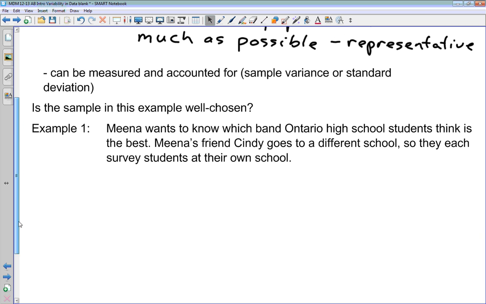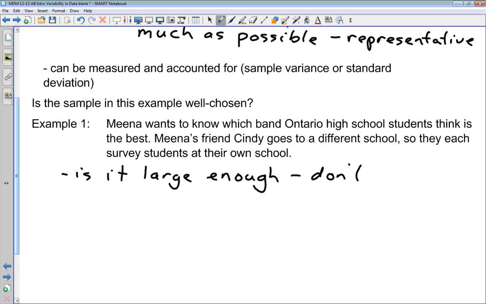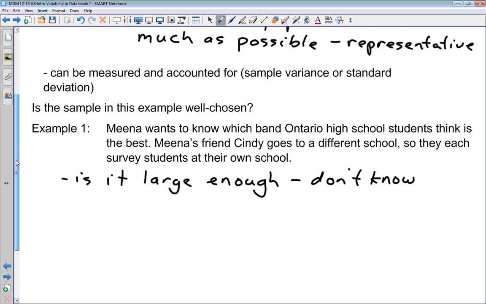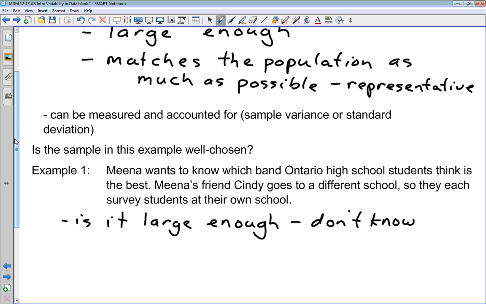Well, they don't tell us how many people they sample, so we don't know whether the sample is large enough. Okay. We're going to have to say that we don't know. But I think we can say something about whether or not our sample is representative. What do you think? Is this representative of our entire population? There are an awful lot of high schools. We are only surveying 2 of them.